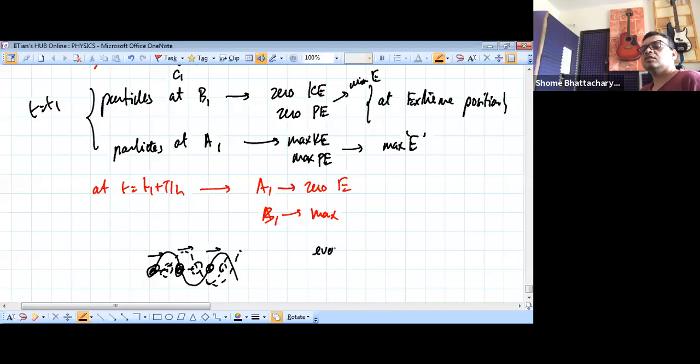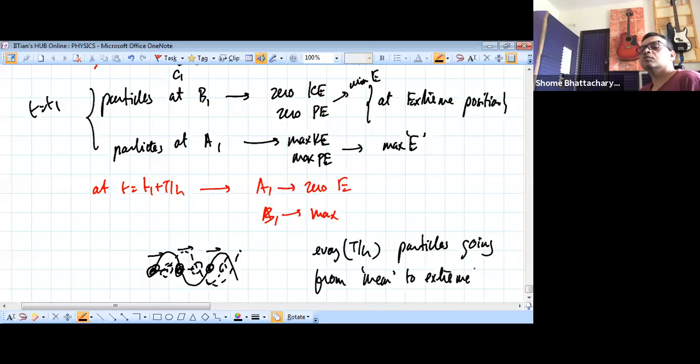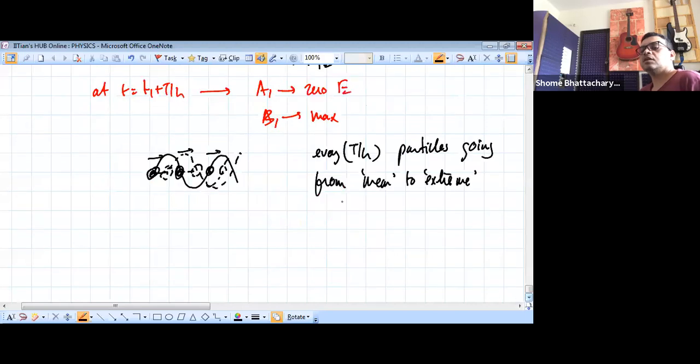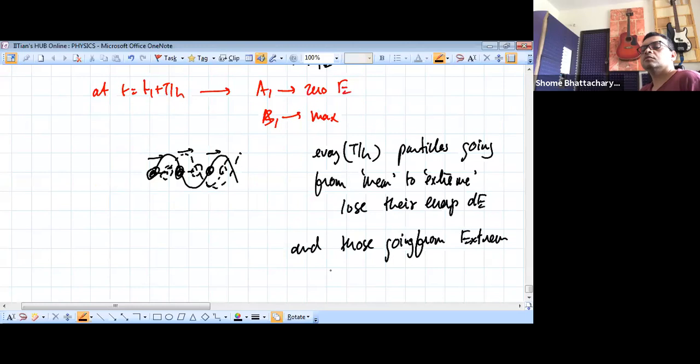So every T by 4 time interval, particles going from mean to extreme lose their kinetic energy. I mean, lose their energy. And those going from extreme to mean gain energy.